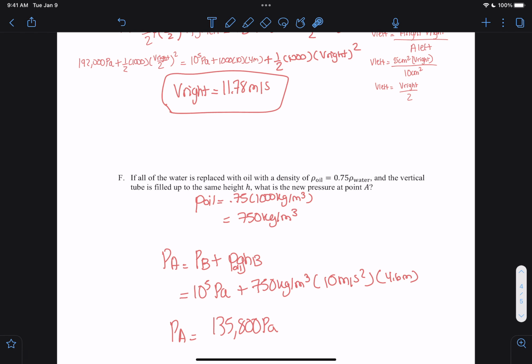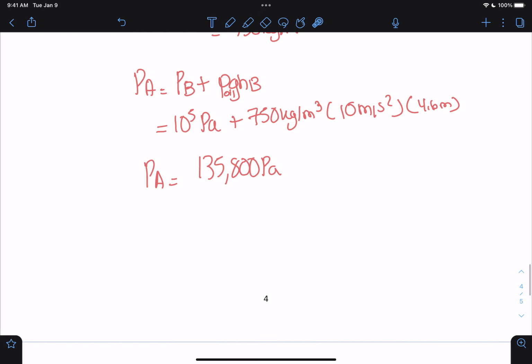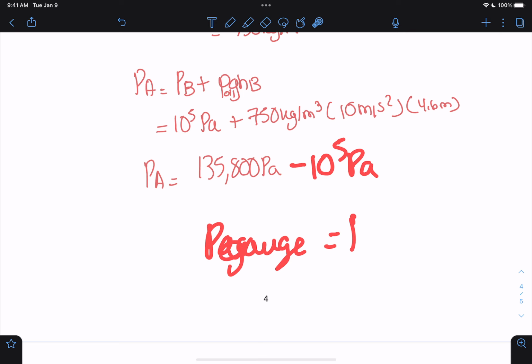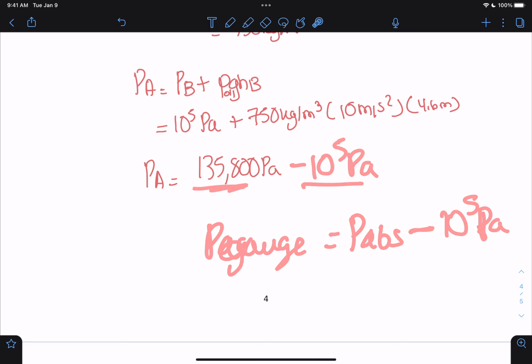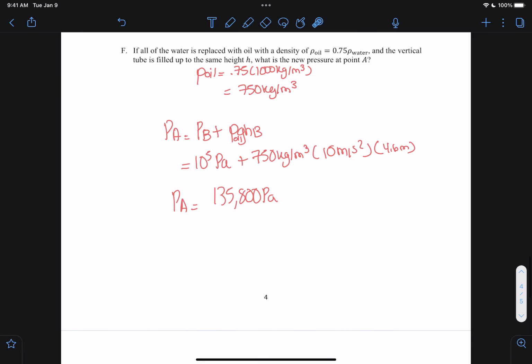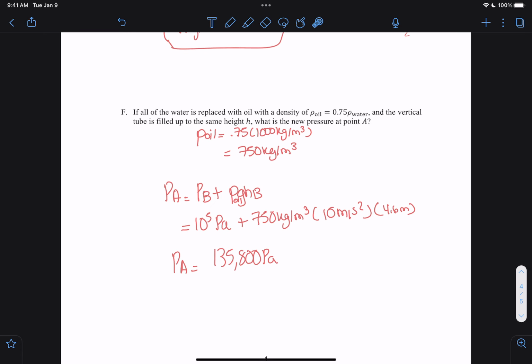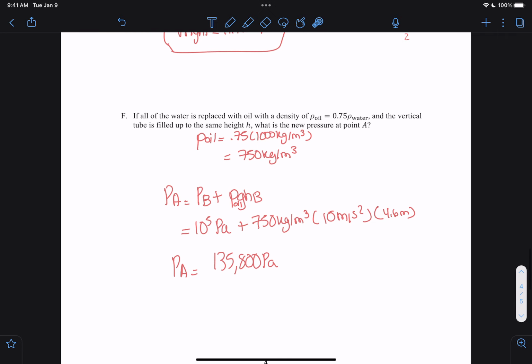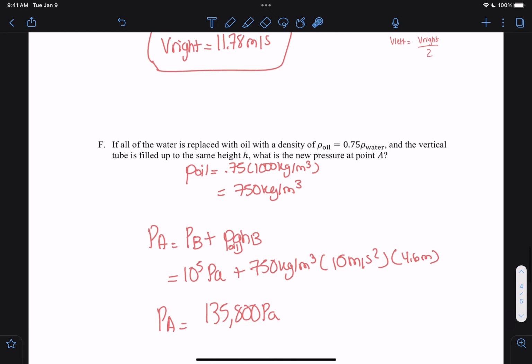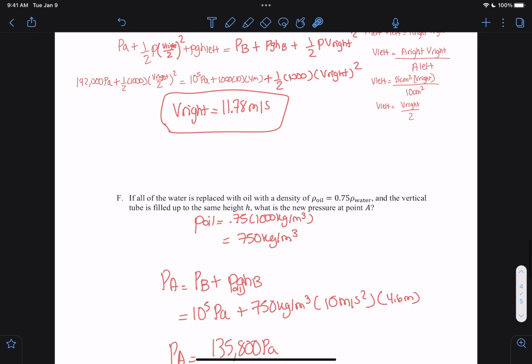Now, if, for example, we wanted to figure out gauge pressure, like I said earlier, then we just take this thing minus 10 to the 5th pascals, because gauge pressure is equal to the absolute pressure minus 1 atmosphere, or 10 to the 5th pascals. It's just minus your atmospheric pressure. So this minus 10 to the 5th pascals will give you your gauge pressure in that sense. But I think that's it for part F as well.